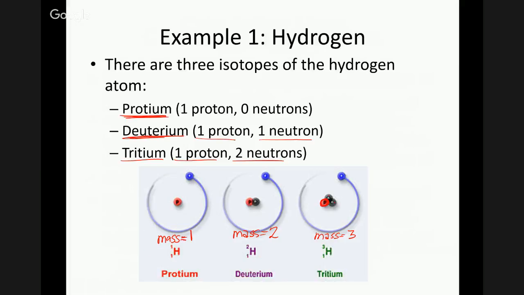So we can have hydrogen that weighs 1 atomic mass unit, or 2, or 3. And the difference between them is the number of neutrons, 0, or 1, or 2 neutrons. And these are the 3 different isotopes of hydrogen.